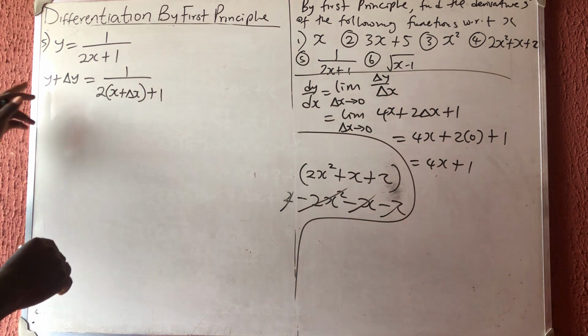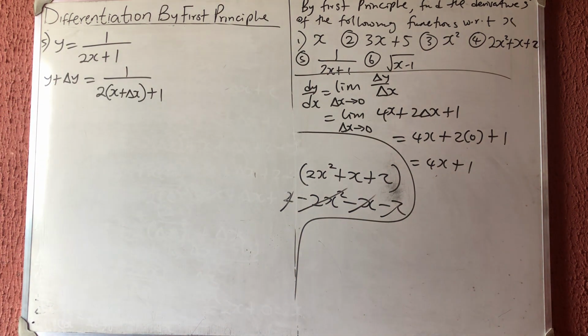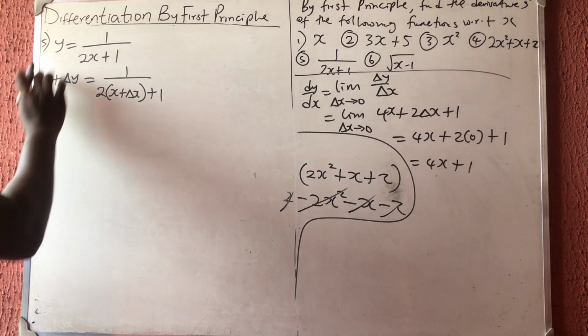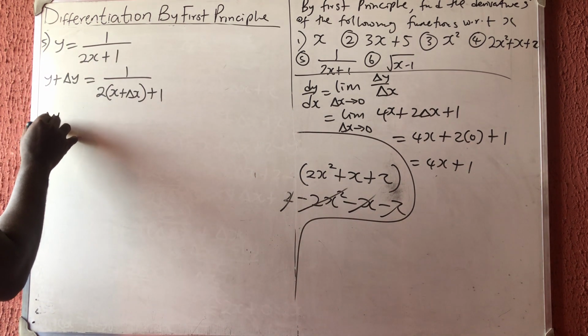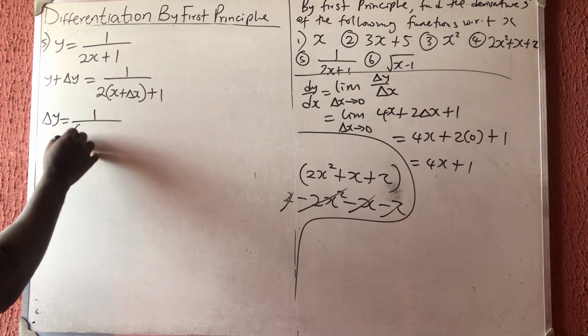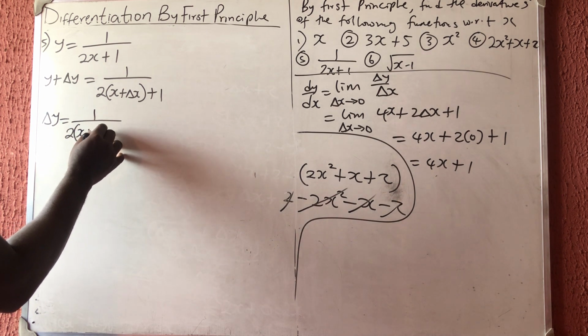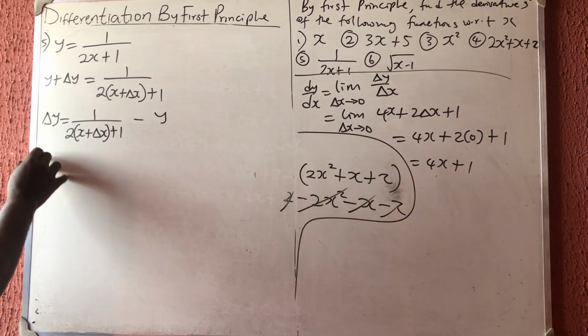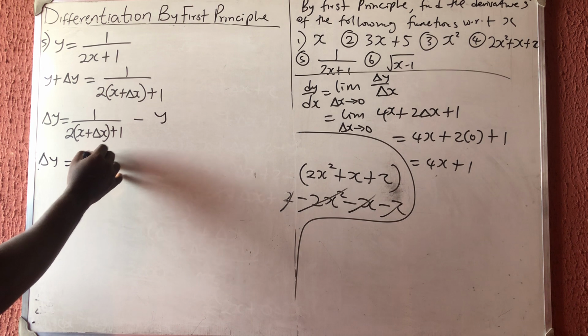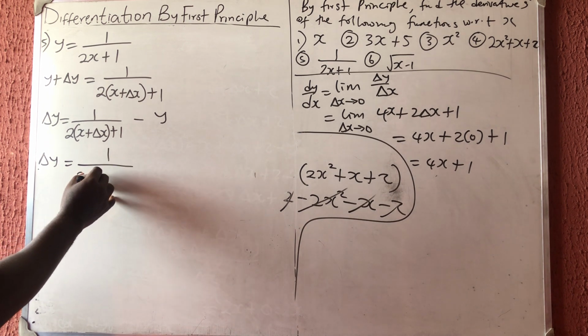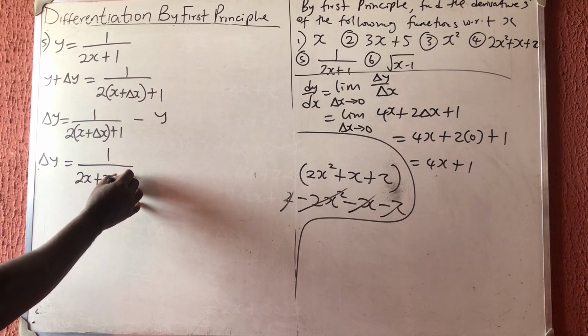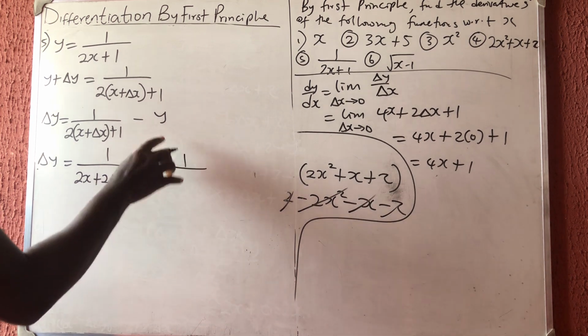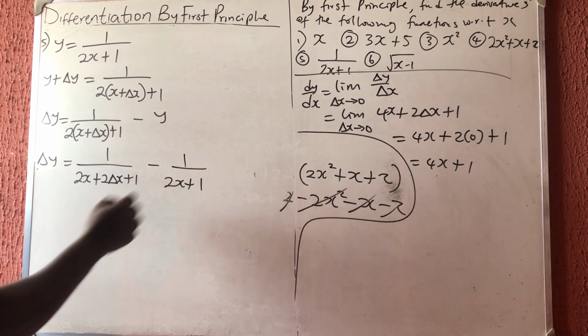All right. So this one coming here, you're going to have that change in y is equal to what? 1 over 2 brackets x plus change in x, okay, plus 1, then minus y, okay. So I'm going to have that change in y is equal to what? 1 over 2x plus 2 change in x plus 1 minus 1 over 2x plus 1. All right.